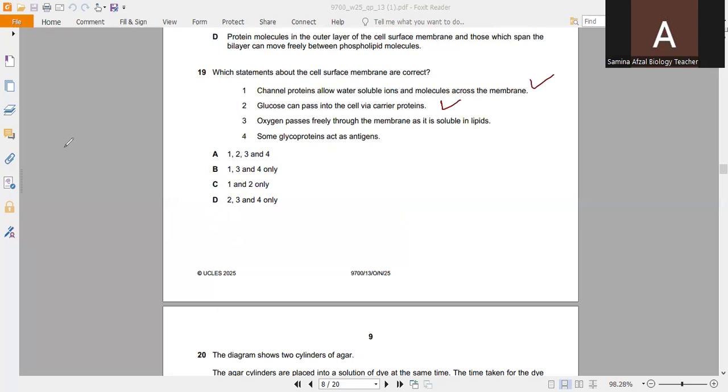Then the oxygen statement: oxygen passes freely through the membranes and it is soluble in lipids. This is also correct because, being lipid soluble, it diffuses quickly and freely directly through the phospholipid bilayer by simple diffusion. Then statement 4 is also correct: glycoproteins act as antigens. On the extracellular surface, they play a major role in cell-to-cell recognition and act as cell identity markers or antigens. So all 4 statements are correct. The answer is option A, because in answer A, all 4 statements are correct.